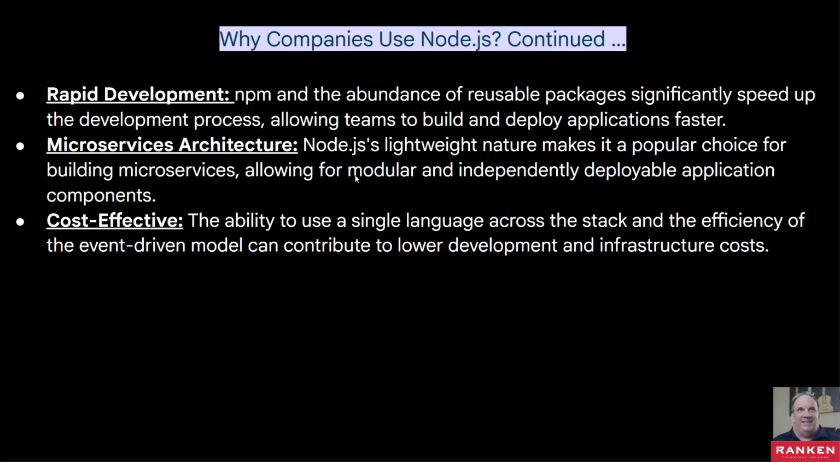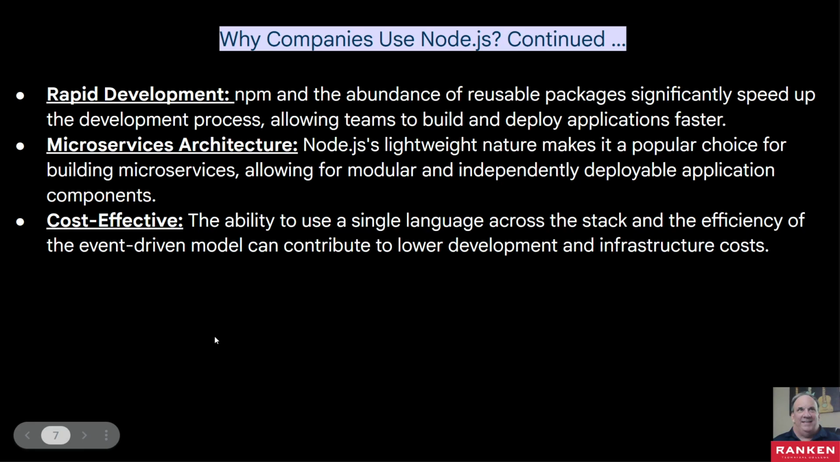Microservice architecture. What that is: instead of building one big monolith application, one big large application, you build certain little services. Here's this one service that does one thing. Here's this other service that does this other thing, right? And they all kind of work together. It's called a microservice architecture, right? Each service has its own little function. So Node.js' lightweight nature makes it a popular choice for building microservices, allowing for modular and independently deployable application components.